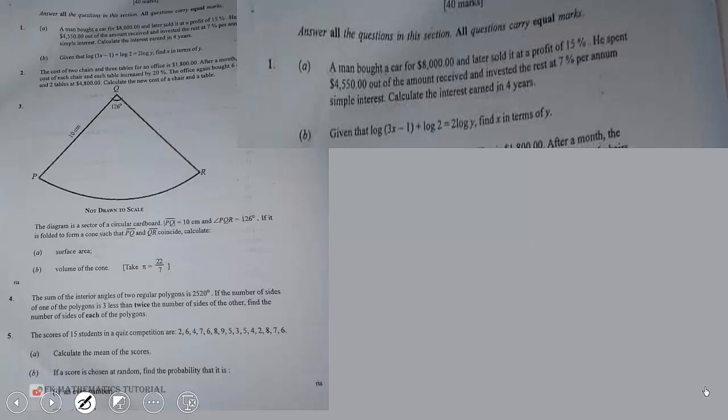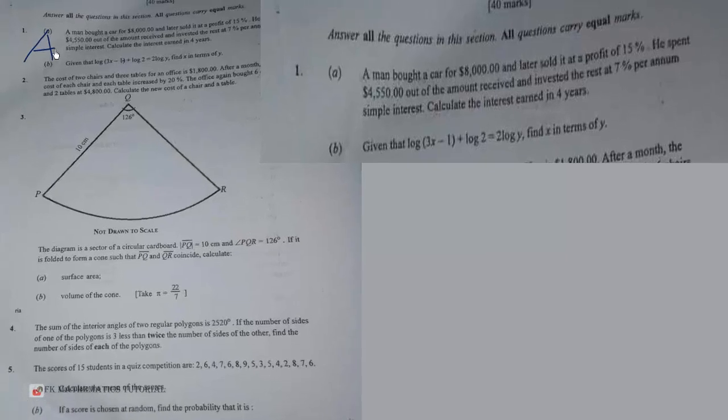1. Number 1 says that a man bought a car for $8,000 and later sold it at a profit of 15%. He spent $4,550 out of the amount received and invested the rest at 7% per annum simple interest. Calculate the interest earned in 4 years. So let's calculate the amount received.